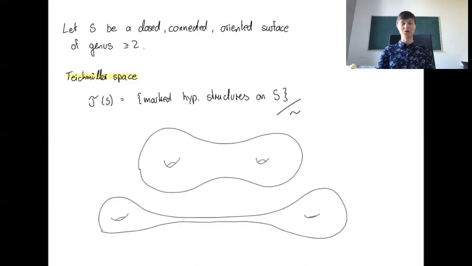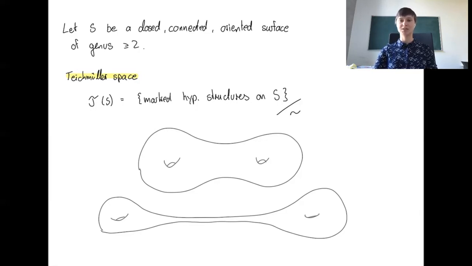So throughout this talk, let S be a closed, connected, oriented surface of genus bigger or equal than 2. In my pictures, it will always be a surface of genus 2. Teichmüller space, denoted by T of S, is the space of marked hyperbolic structures on S up to an equivalence relation. So what does it mean?